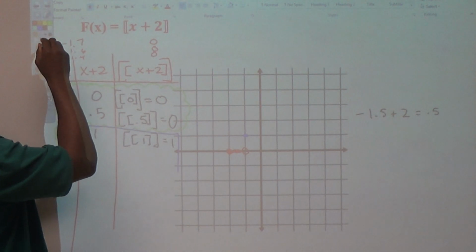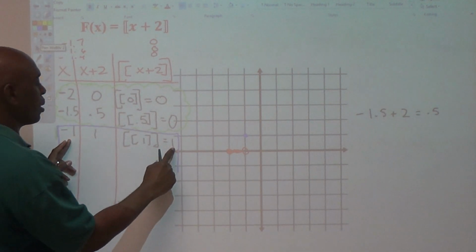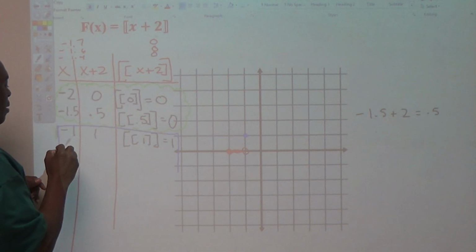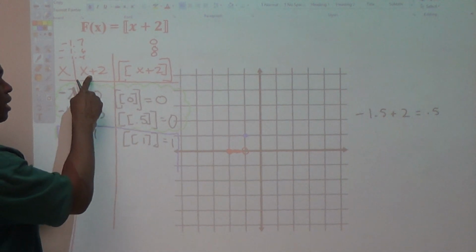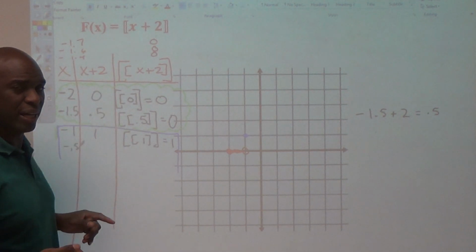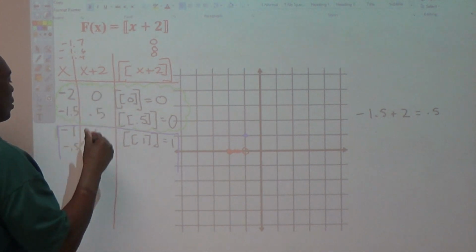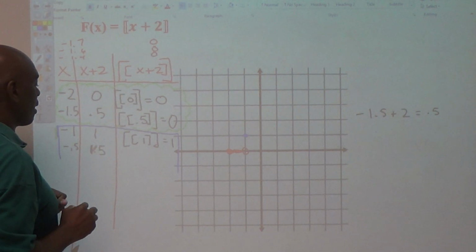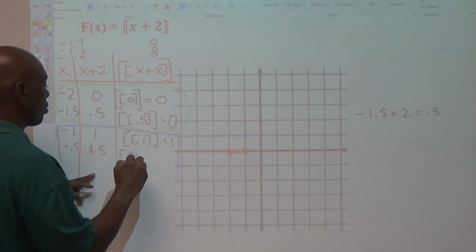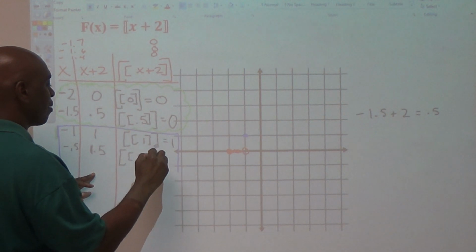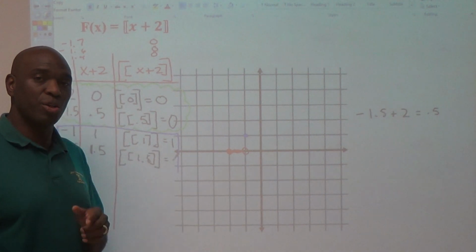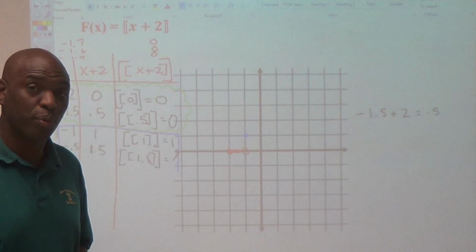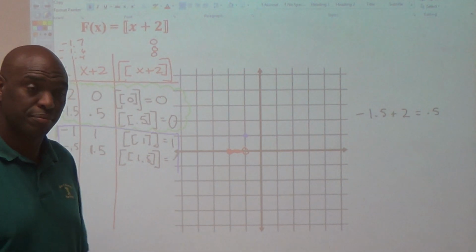All right? And then we do it again. At -1, we get 1. All right, let's look at some more intervals. How about -0.5? Plug in -0.5 right here. At -0.5, what do we get? We get 1.5. Now, what's the greatest integer of 1.5? That's going to be the integer less than or equal to 1.5. The integer less than or equal to 1.5 is 1.